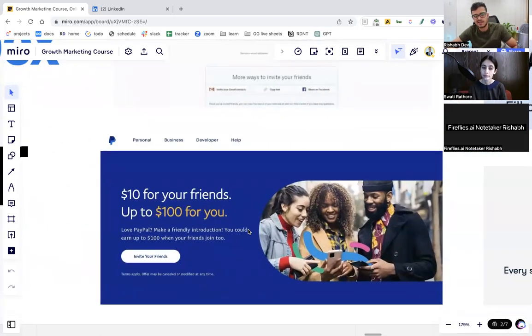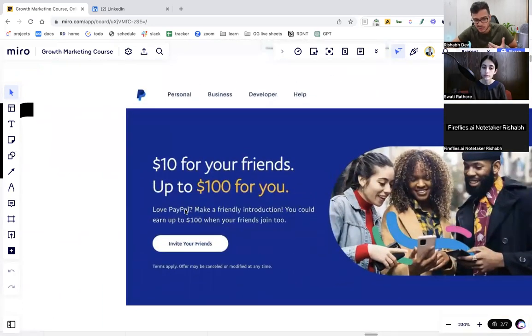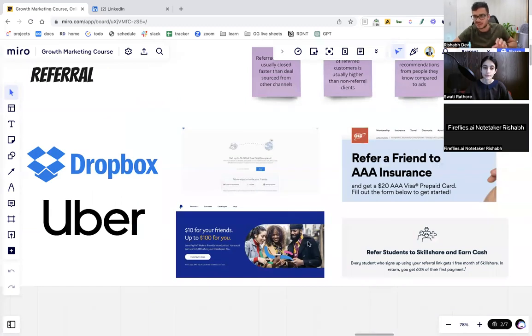PayPal has this $10 for your friends, up to $100 for you. Love PayPal, make a friendly introduction. The copy says it very clearly. So you are an existing customer of PayPal. You're probably already retained and they've probably already generated revenue from you. So you've crossed all of these stages of the A3R3 funnel, and now you're on this referral stage. Now you can make a friendly introduction and you could earn up to $100 when your friends join. So we are reaching the bottom of the funnel where you are happy with this product or service. Now you can refer other people.